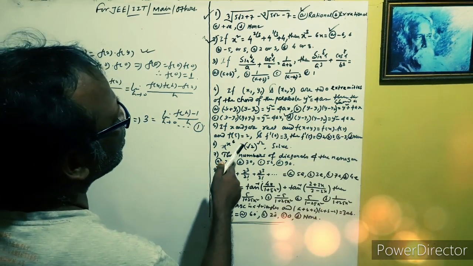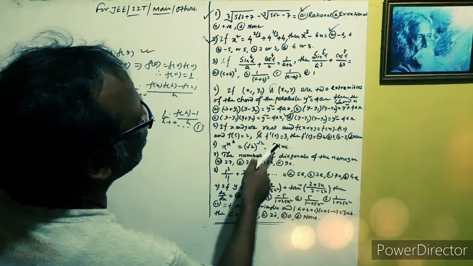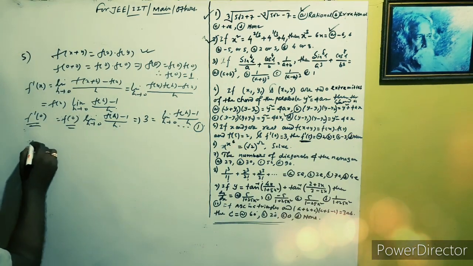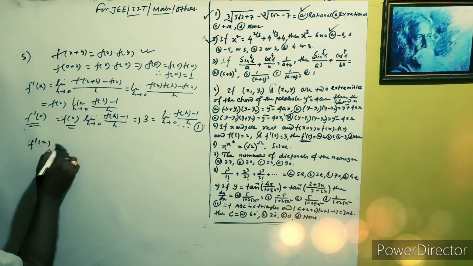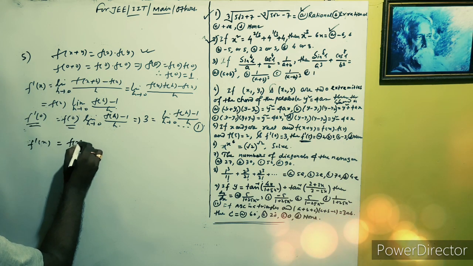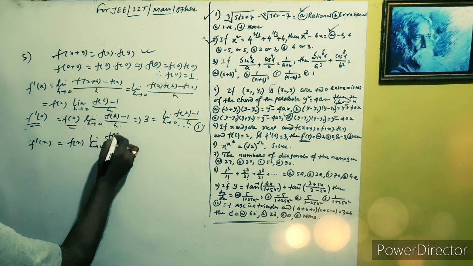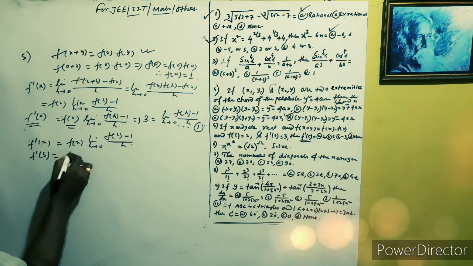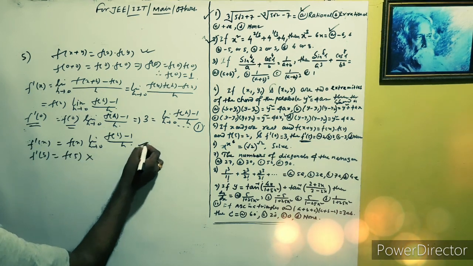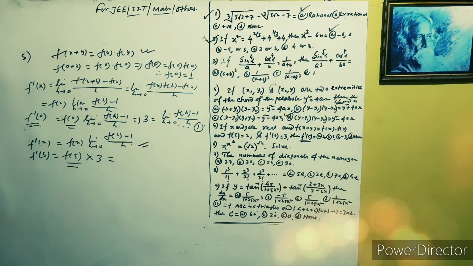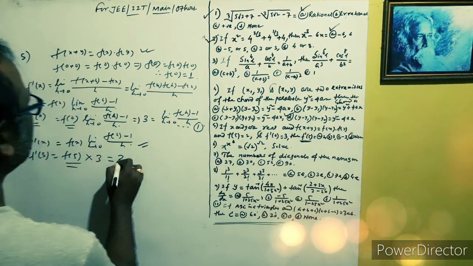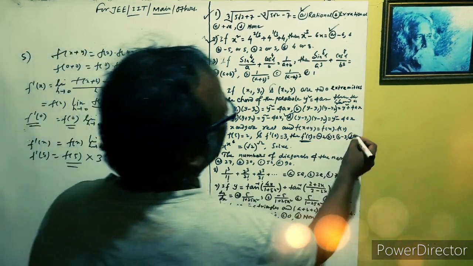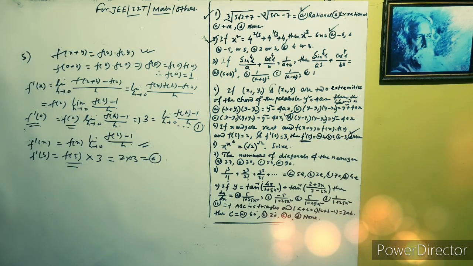Now find the value of f dash 5. Again we write f dash x as limit h tends to 0 of f of x into f of h minus 1 by h. Now f of 5, given that f of 5 is 2, and this value is 3, so this is 2 into 3 equal to 6. This value is present in option number D here. Okay.